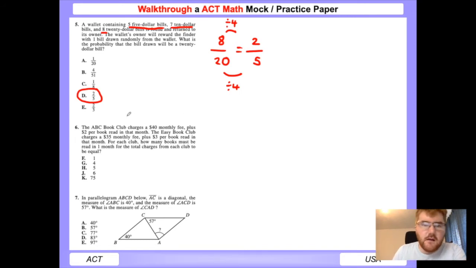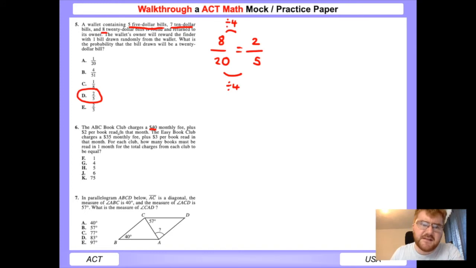Super duper. Right, the ABC Book Club charges a $40 monthly fee plus $2, not pounds, dollars, per book read in that month. The Easy Book Club, however, charges a $35 monthly fee, like a one-off fee, plus $3 per book read in that month. For each club, how many books must be read in 1 month for the total charges from each club to be equal? I like this kind of question.